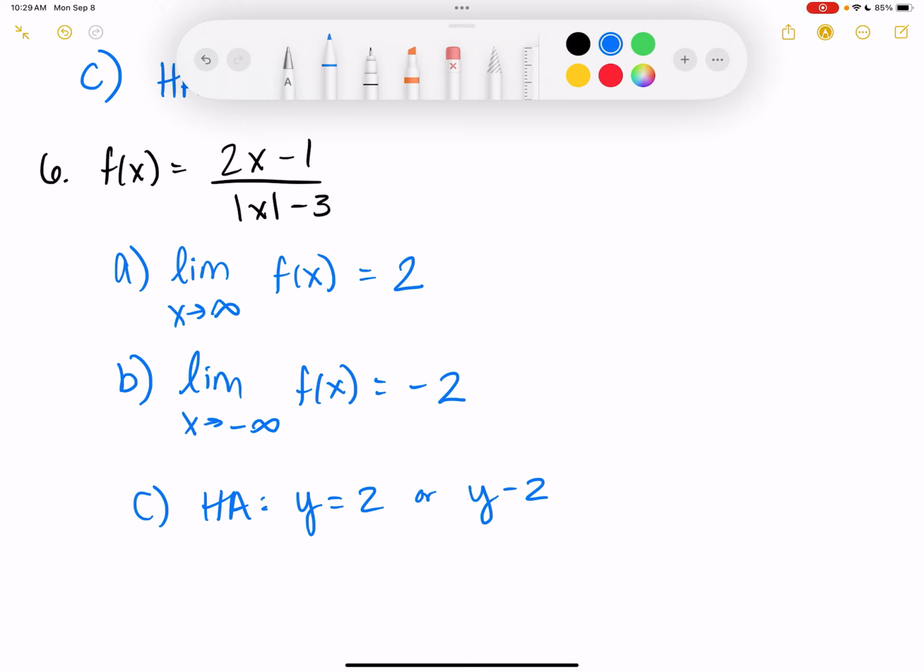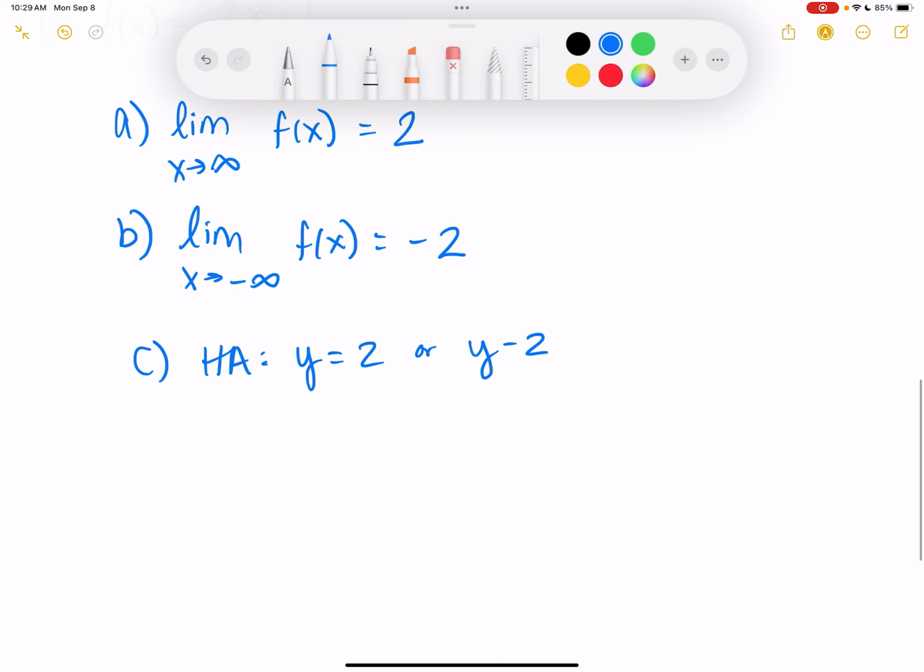So 10, we've got the limit as x approaches negative infinity of 1 minus the cosine of x over x squared is equal to 0. Or, well, I just told you what it's equal to. Whoops.